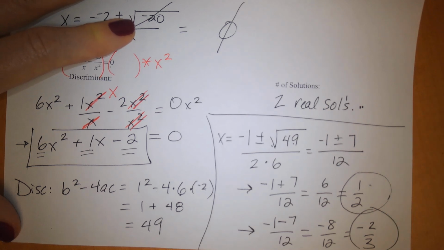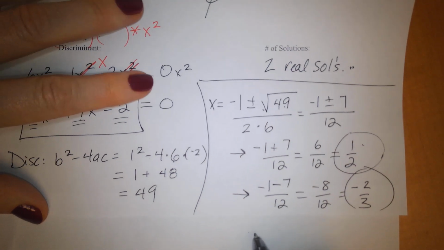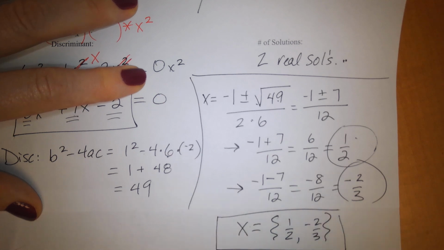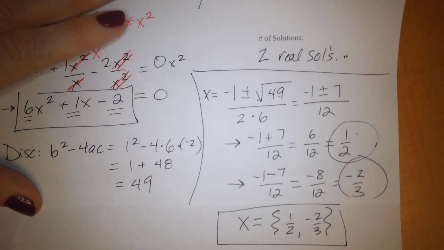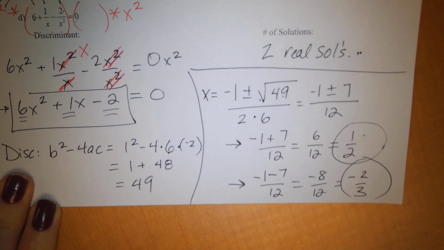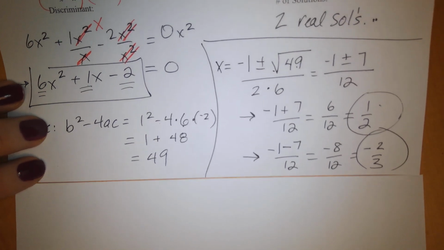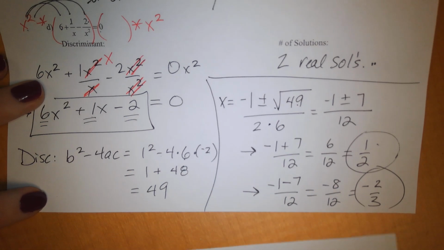The proper way to write those would be to say x equals 1/2 and -2/3. Of course, we can check those. Since I ran out of room, I'll do it on a separate piece of paper. So let's check those. I'm going to go back up to the original equation and plug these two answers in.